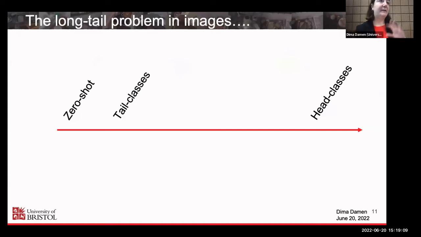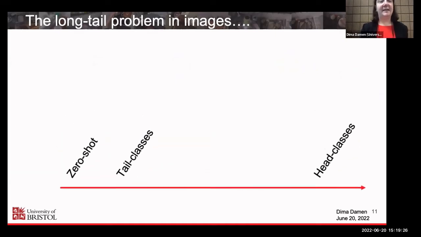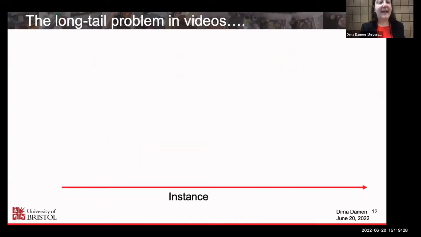If we talk about images, then everybody understands this long tail or few-shot problem, ranging from "I haven't seen any example" to "I've seen a few examples," which is synonymous with the word tail class, to "I have seen enough." But I want to tell you that in videos, we have this other complex problem. In addition to the instances, we have the lengths of certain actions, and that really introduces additional complexity in learning.